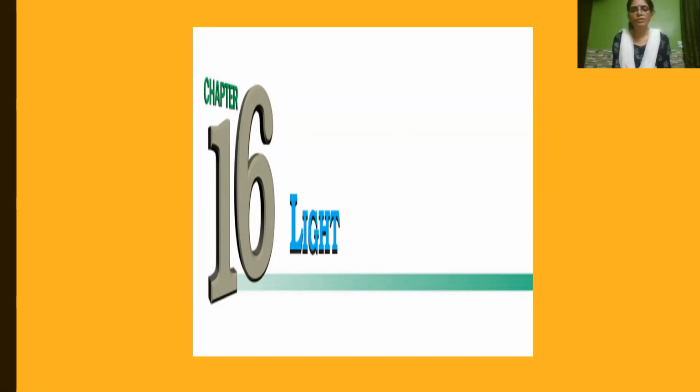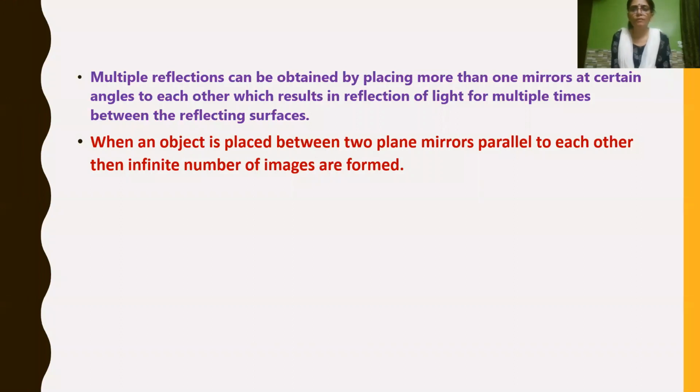In this science session, we will have a quick recap of what we have learned in the last session. In the last session, we have learned that multiple reflection can be obtained by placing more than one mirror at an angle to each other, which results in reflection of light multiple times between the reflecting surfaces. That is, when an object is placed between two plane mirrors parallel to each other, then we get an infinite number of images.